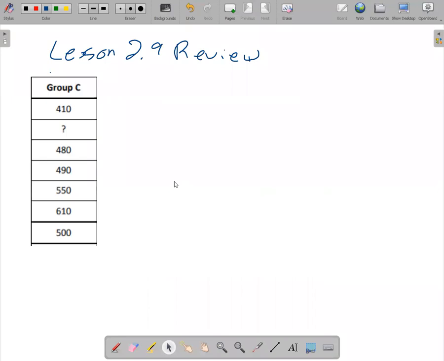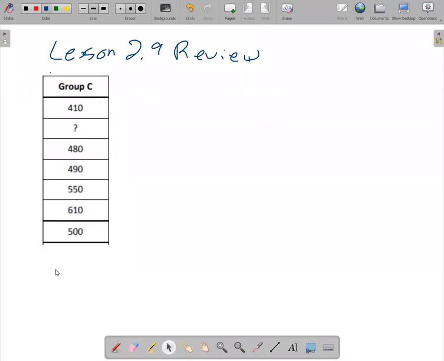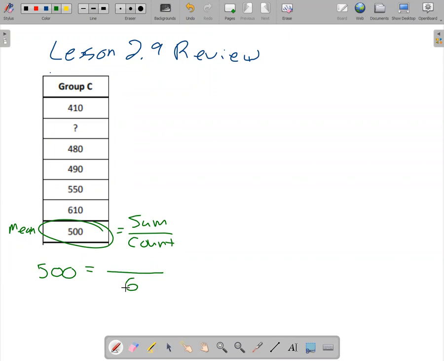So this bottom number here, that number right there is the mean. And remember, the mean is always the sum of the numbers divided by the count. Right? So we know the mean is 500. We know the count is 6. So how would we get the sum? We just multiply 500 by 6. Gives us 3,000. So if I have 6 numbers, the mean is 500, the sum of all the numbers has to be 3,000.